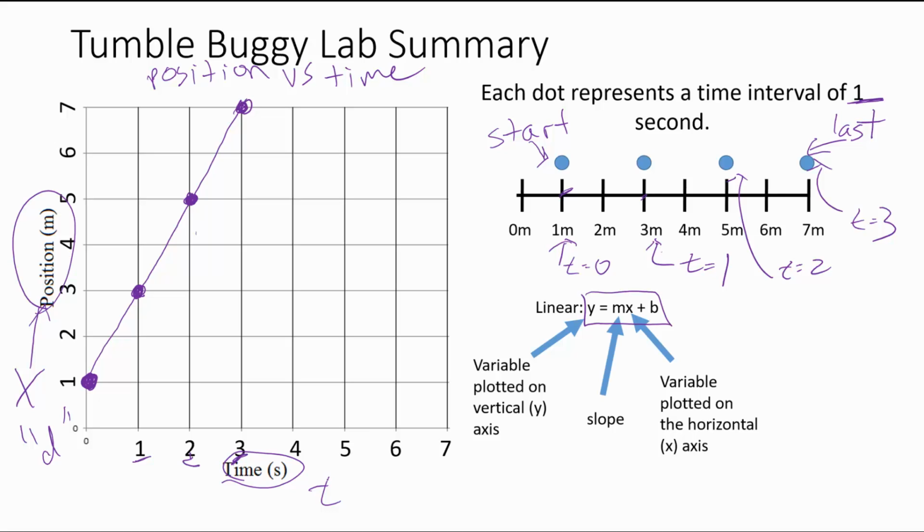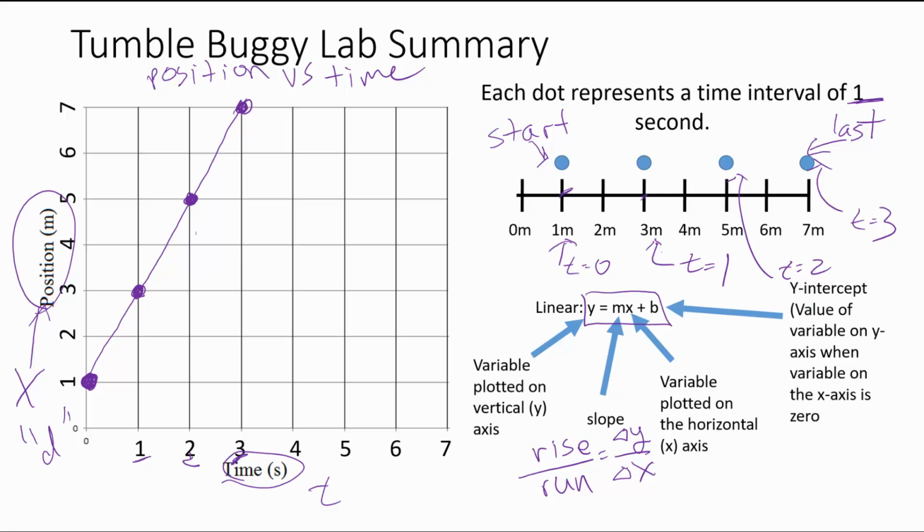m, hopefully you remember from math class, is the slope, and the slope is going to be the rise over the run. So how high up are we going compared to how far over are we going? That's also going to be change in the y-axis over change in the x-axis. You can think of it either way, perfectly fine. And the last one, letter b here, represents the y-intercept.